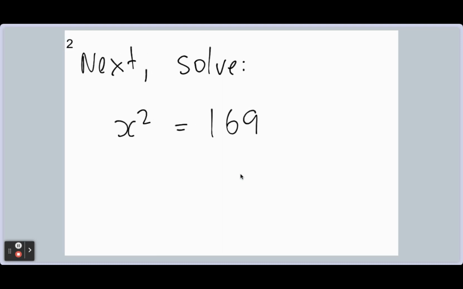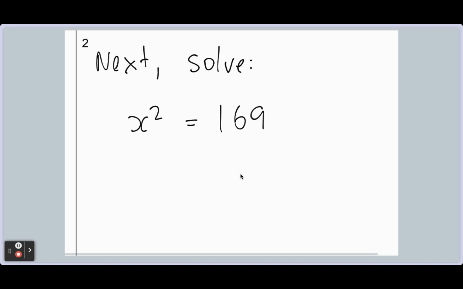Now, I want you to solve that. Kind of the same question, isn't it, really? So, solve x squared equals 169. So, x is equal to plus or minus 13. That's right. 13 is the right number, but it's plus or minus 13.